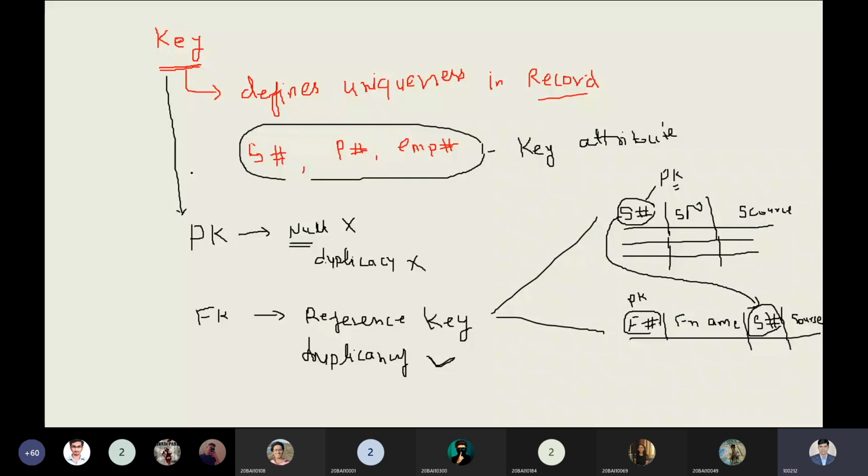Is it clear to all right now? What is the key and what is the key attribute? Is it clear to all? Yes, sir. Yes. After understanding this point, we can understand this concept.